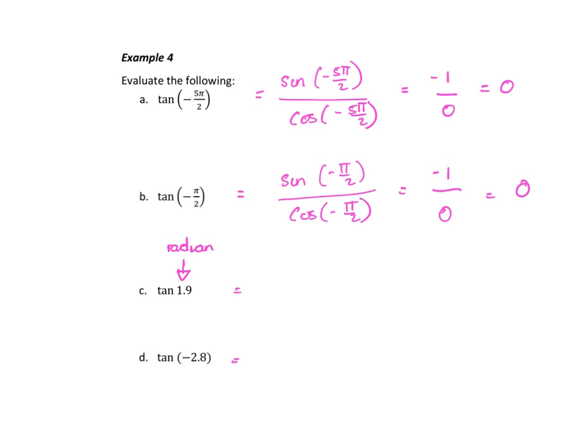So when you put tan of 1.9 into your calculator, you get negative 2.93. When you put tan of negative 2.8 into your calculator, you get 0.356. Now remember, tan of 1.9, that was a positive angle, so you were moving in an anti-clockwise direction. And tan of negative 2.8, you were moving in a clockwise direction because it was a negative radian.